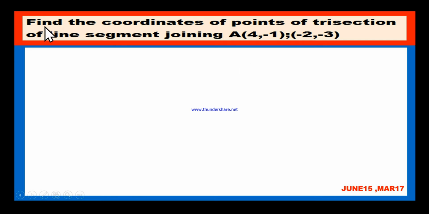I shall repeat the question, you see. Find the coordinates of the points of trisection of the line segment joining the points (4, -1) and (-2, -3). And let us learn what is meant by trisection. Trisection means 3 equal parts.